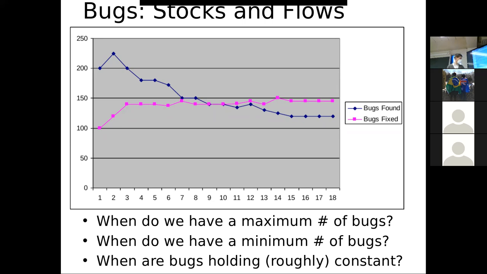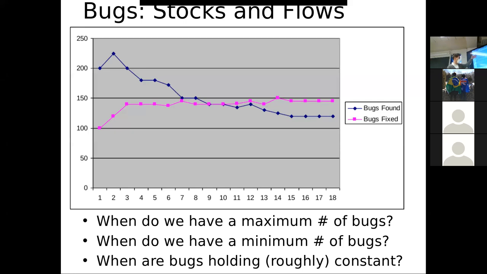So when is there the maximum number of bugs here? Again, one of these is the number of defects found per week, known defects reported per week. The other is the number of defects fixed per week. The magenta is fixed. The blue is found. When is there the greatest number of defects in the system that are known? Yes, please.